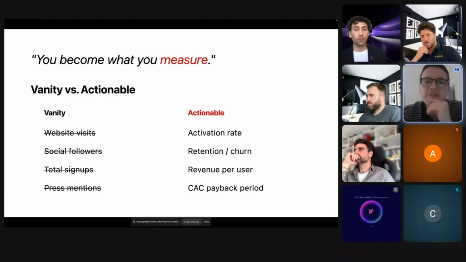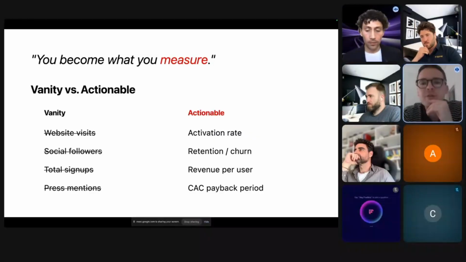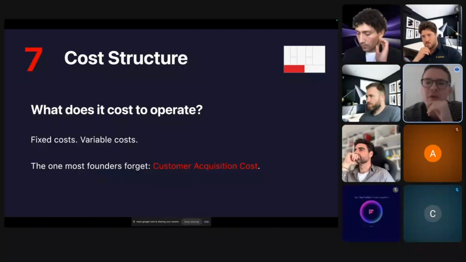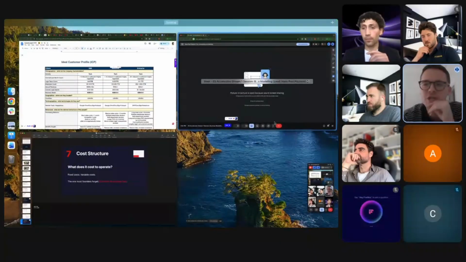Sorry, Hans, I meant to ask, this was more relevant to the previous slide, but in terms of customer acquisition cost, if there's no spend-based marketing, which you can directly attribute to the acquisition funnel, how do you approach it?